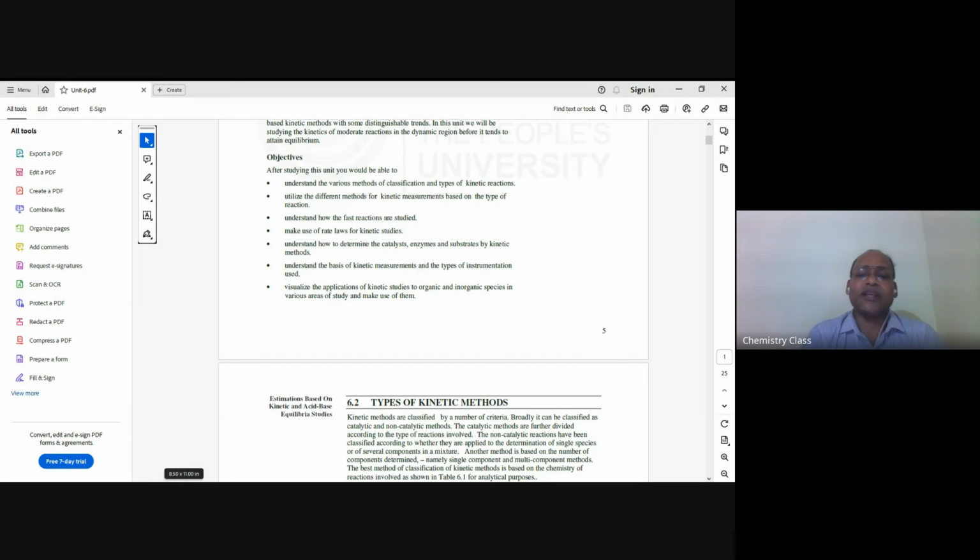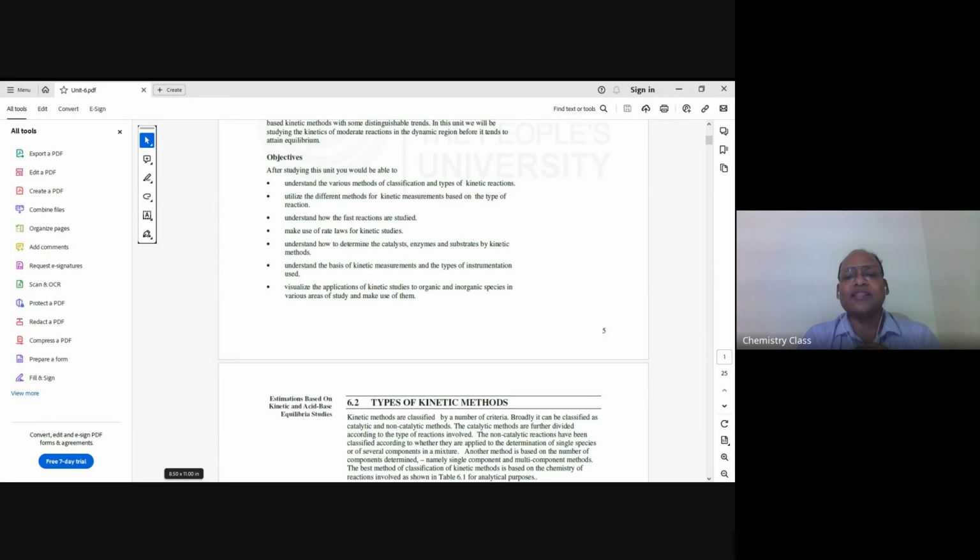If a reaction is fastest, we have to make it slow; that agent is a poison. If the reaction rate is very slow, we have to increase it; that is a promoter. On the basis of that, we use so many things, such as a catalyst, enzyme or substrate, in kinetic methods.